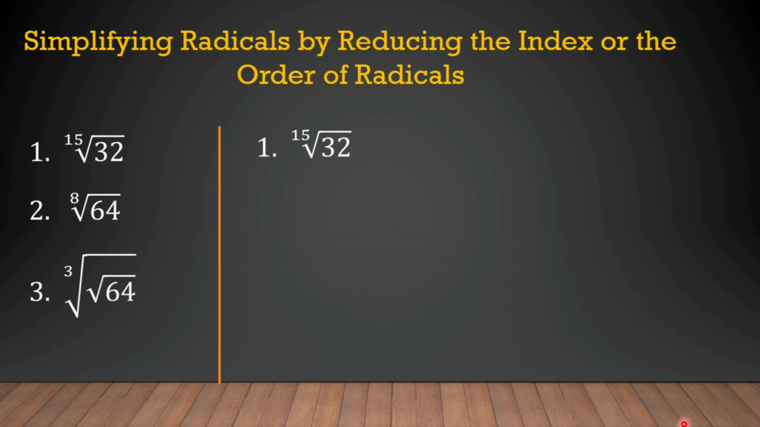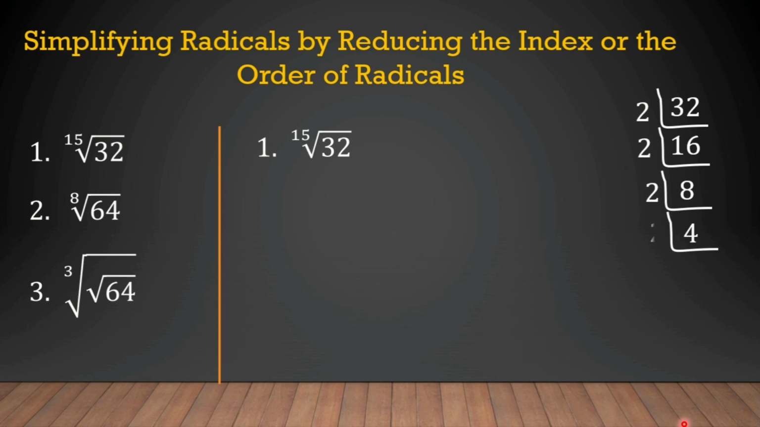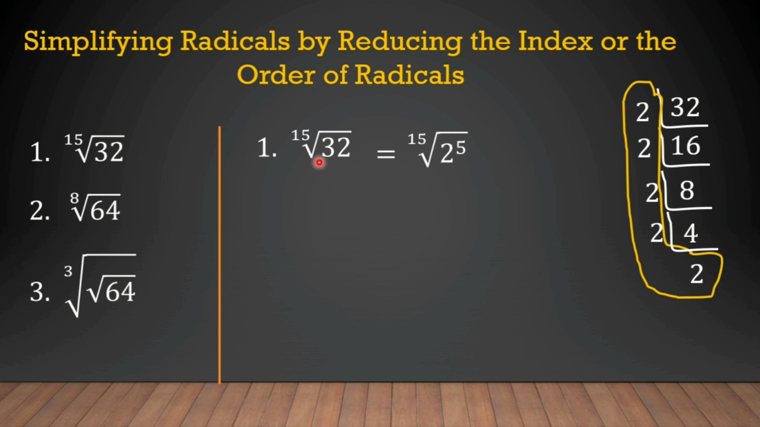So, ganun pa rin ang gagawin natin, magpa-prime factorization pa rin tayo. So, divide natin ang 32 sa kanyang prime factor na 2. So, 32 divided by 2 is 16. 16 divided by 2 is 8. 8 divided by 2 is 4. Then, 4 divided by 2 is equals to 2. So, therefore, ang prime factor ni 32 is 2 times 2 times 2 times 2 times 2. So, i-rewrite lang natin siya dito. So, the 15th root of 2 raised to 5 kasi 5 yung 2 na yan.